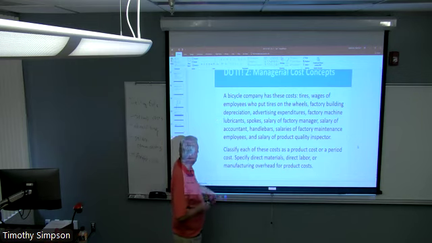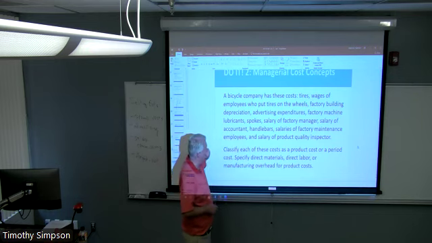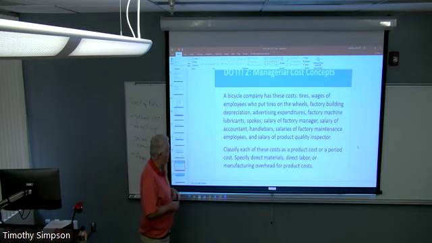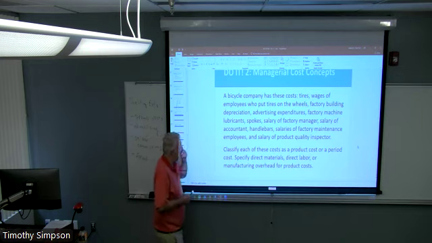In other words: manufacturing employees, factory depreciation, advertising, lubricants, which sounds to me like indirect costs, spokes, salary of factory manager, salary of accountant, handlebars, salary of factory maintenance employees, salary of product quality inspector. Classify all of these. Well, let's do these. We can just do this right now.